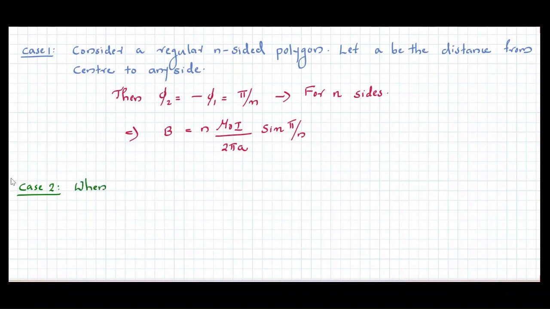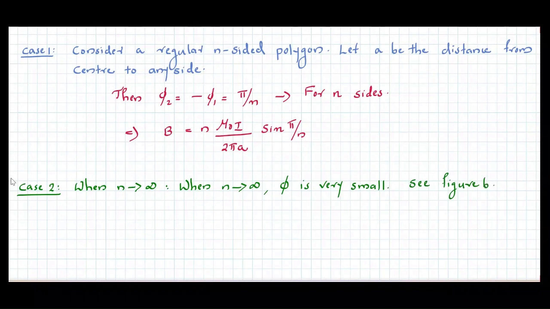Now let us consider another case. What happens when n tends to infinity? You have a regular n-sided polygon. When n tends to infinity, the shape becomes circular. Now what happens to the magnetic field? Now the problem reduces to the magnetic field at the center of a circular loop.